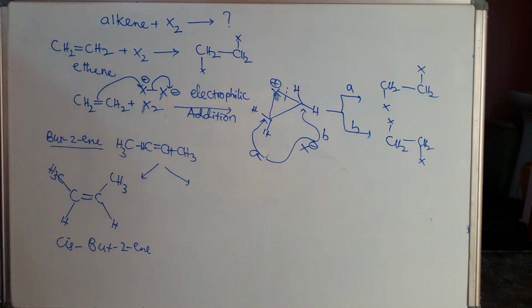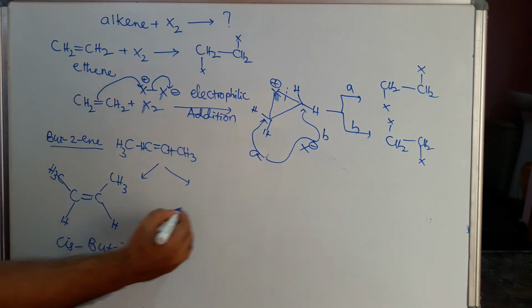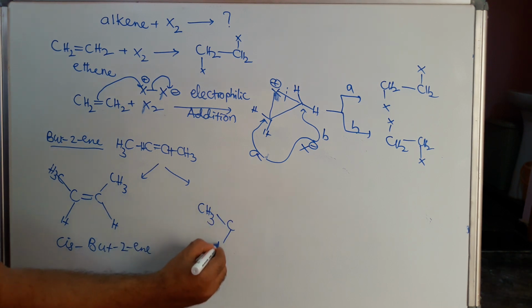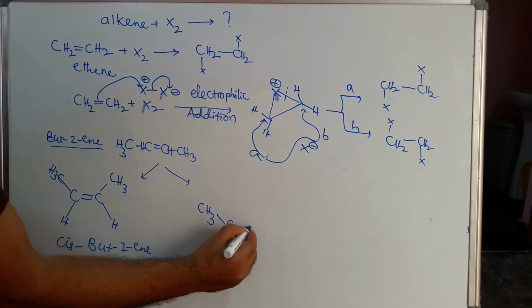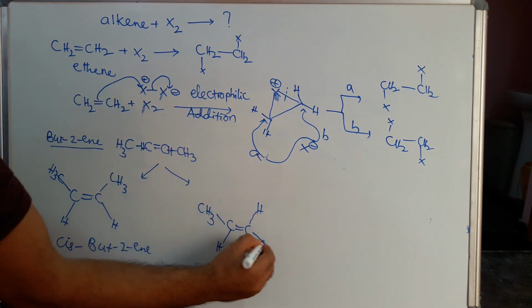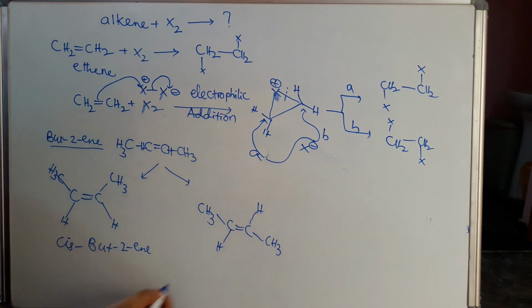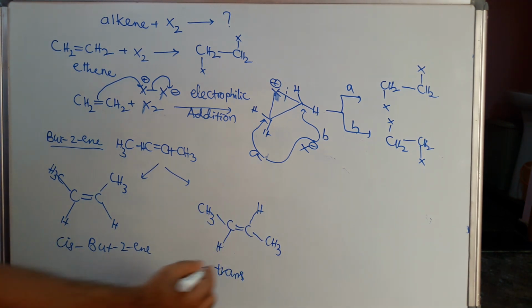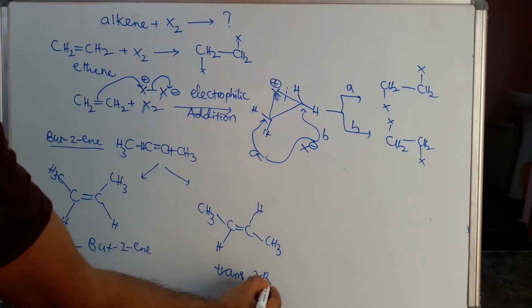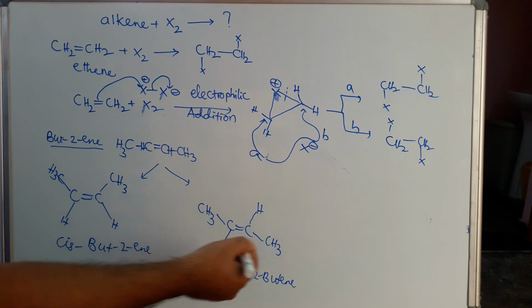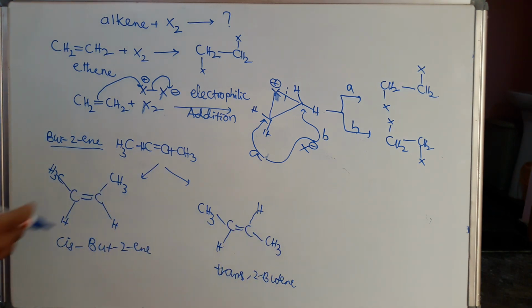This can be another form we can write, that is CH3, carbon, hydrogen, double bond. If you change this group, then we will get here hydrogen, here CH3. Then this is called trans-2-butene. We can write trans-2-butene also. So we are getting the two forms.